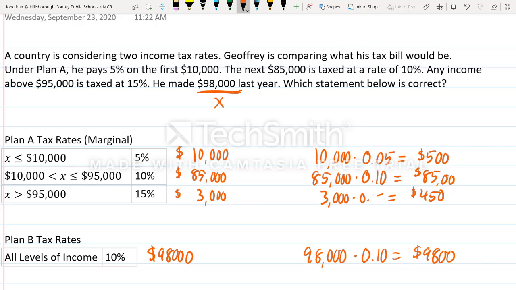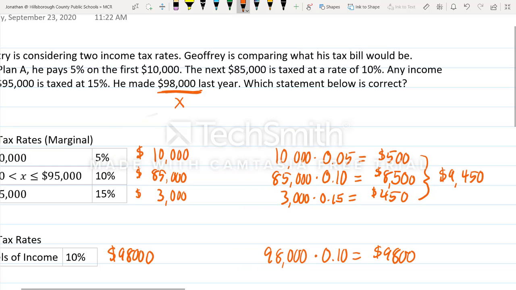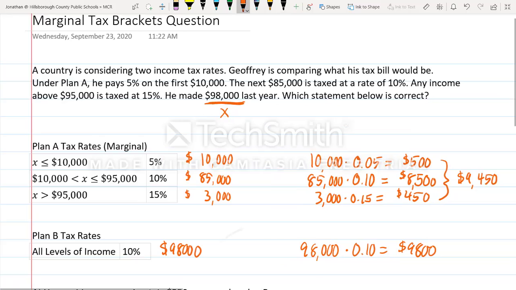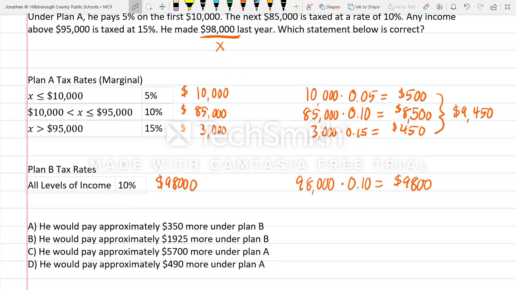Now, to compare this to the one on the bottom, which was just a flat 10%, 9,800, we need to add this up. And my comma's in the wrong place there. Shame on me. So altogether, this gets us $9,450. So clearly I can see this marginal tax bracket works out better for Jeffrey than the flat income one would. So let's see. That automatically gets rid of C and D. He's paying less, so it looks like A is our answer. He's paying $350 more under Plan B.